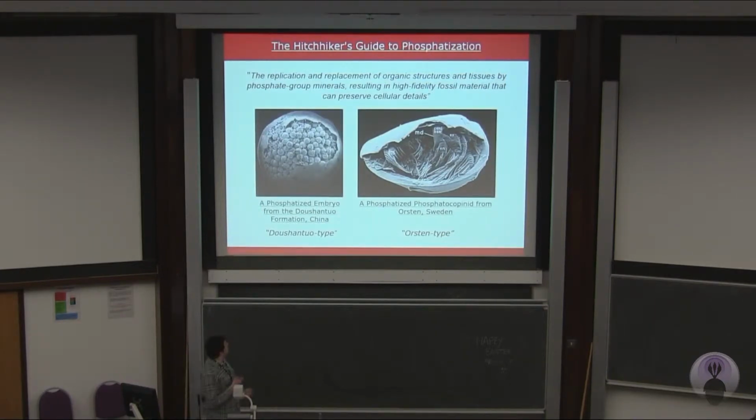Fossilization can be defined as the replication and replacement of organic structures and tissues by phosphate group minerals. This often results in high fidelity fossil materials that can, and frequently do, preserve cellular details. Now, many of you will be familiar with phosphate preservation in some form, whether it be the embryos of the Doushantuo Formation and the controversies that surround them, to the phosphatized arthropods of Austin. But we're not interested in these when it comes to soft tissue mineralization.